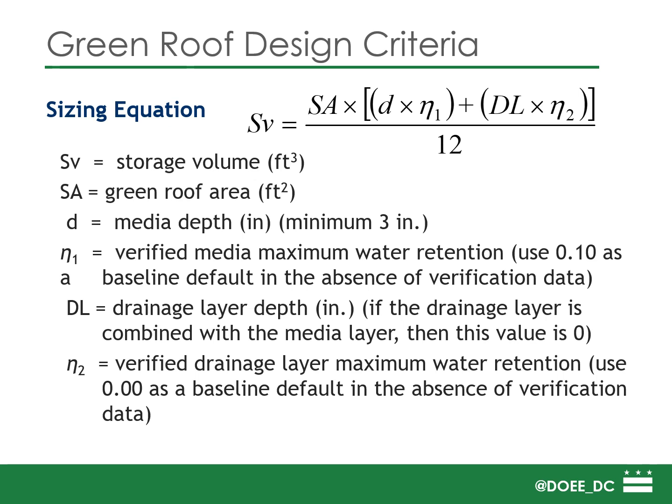So you can see this equation here. You're looking here at the media layer depth and the media water retention capacity. So this is the storage capacity of the media layer, and here is the storage capacity of the drainage layer. You add those together, multiply by the surface area, and you get a volume that is your potential storage volume based on the sizing and the media and drainage layer characteristics of this green roof.